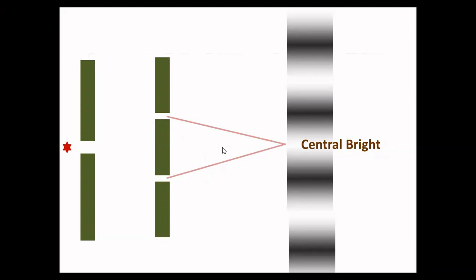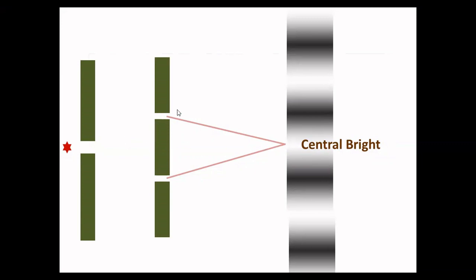Since we are talking about light, it is not sound, it is not water ripple. When light falls with crest on crest and trough on trough, the light wave should have brightest intensity because amplitudes add up. And if the amplitude of this light is A, the amplitude of this is also A because they are identical slits, then the total amplitude by the time they reach here is 2A.